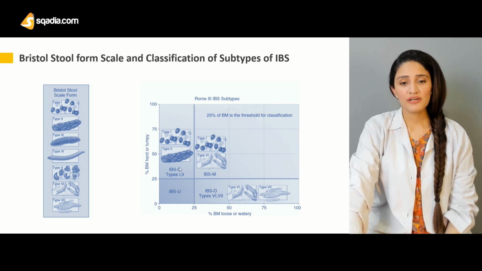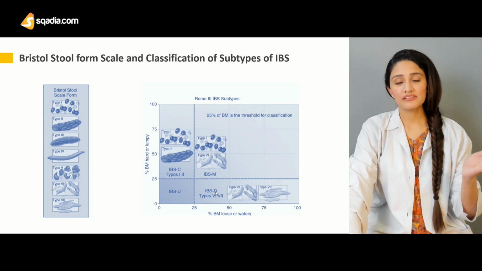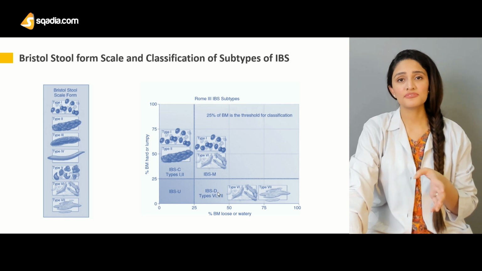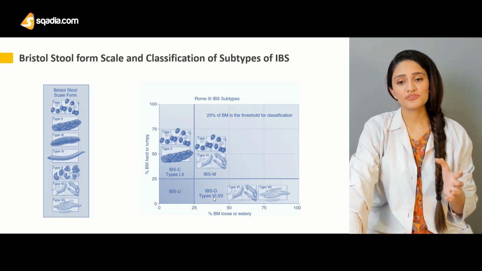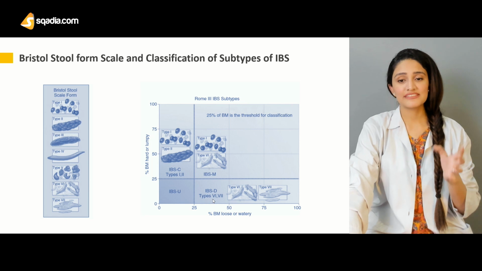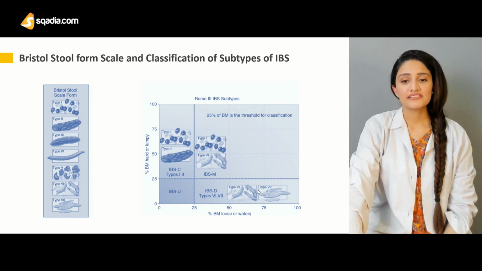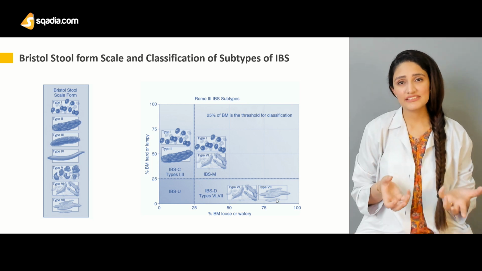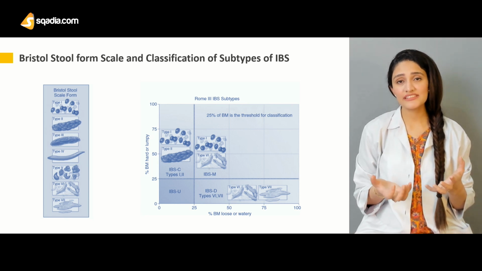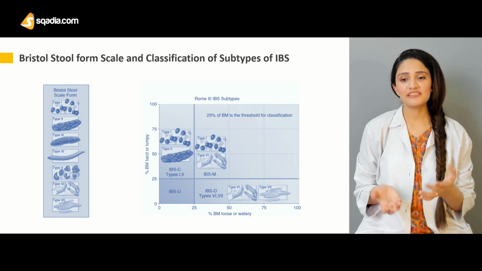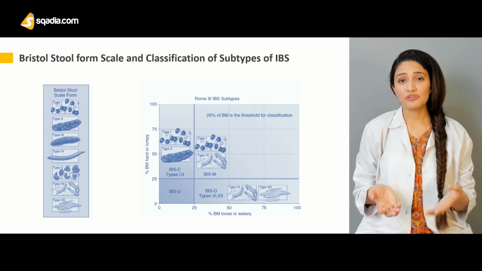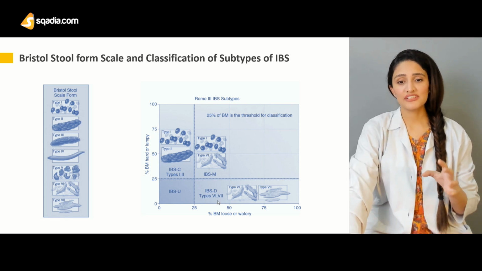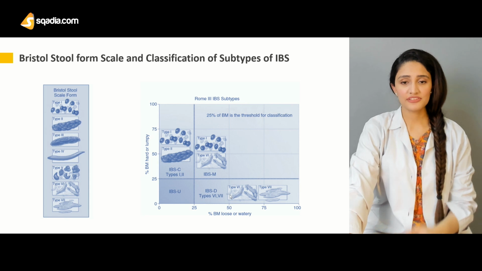If we talk about the complete opposite side, which is IBS-D, irritable bowel syndrome of the diarrhea type, this is types 6 and 7. And as I've mentioned before, types 6 and 7 have more of a loose, more watery consistency. In addition to that, you can see that the color is also dull compared to the normal color of the stool. So this comes under the diarrhea part of the graph.